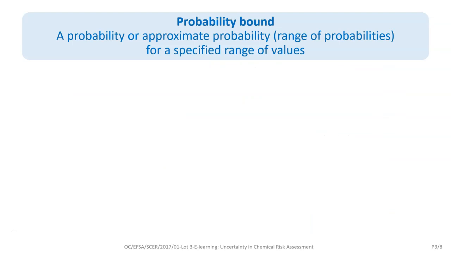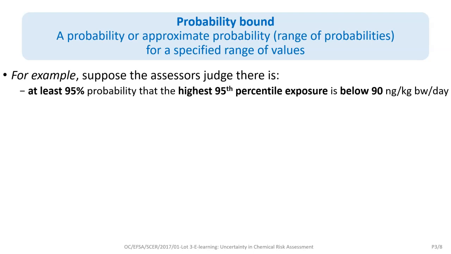cases. A probability bound is defined in EFSA's uncertainty guidance as a probability or approximate probability for a specified range of values. For example, suppose the exposure experts judge that there is at least 95% probability that the highest 95th percentile exposure is below 90 nanograms per kilogram body weight per day, considering all the populations they are assessing and taking into account all identified uncertainties affecting the exposure assessment. This is a probability bound for exposure.